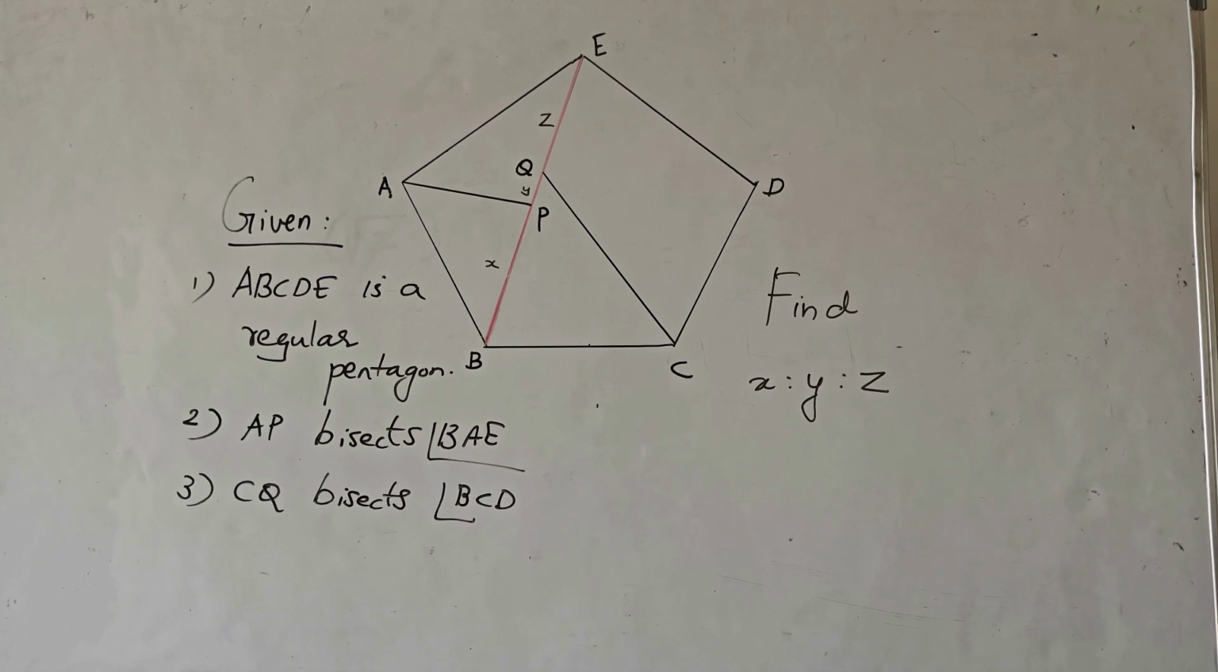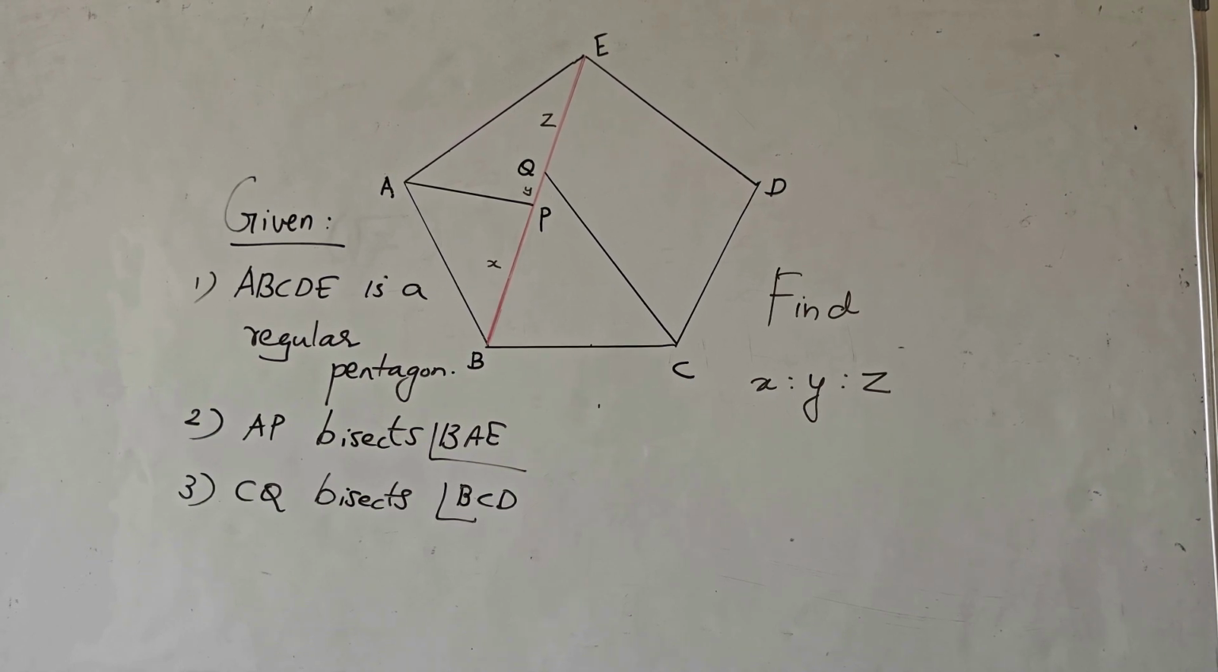It is given to us that ABCDE is a regular pentagon, AP bisects angle BAE and CQ bisects angle BCD. We need to find X is to Y is to Z. In the diagram you can see the measurements X, Y and Z marked for the respective line segments.